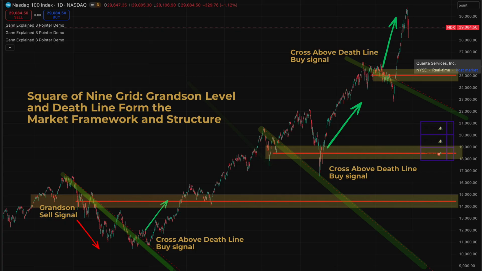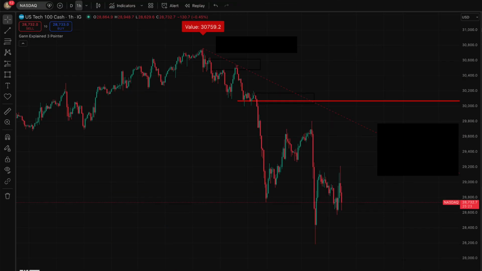There is also a timing element, a time window when the cycle ends. But that is a story for another day. This is the difference. A moving average follows price. A Square of 9 level defines the structure behind price. Enough history. Now, let's see what the market is doing right now. Now, stay with me, because this is the part that matters most. We are not just looking at history anymore. We are going to see what the Square of 9 is telling us about Nasdaq right now.